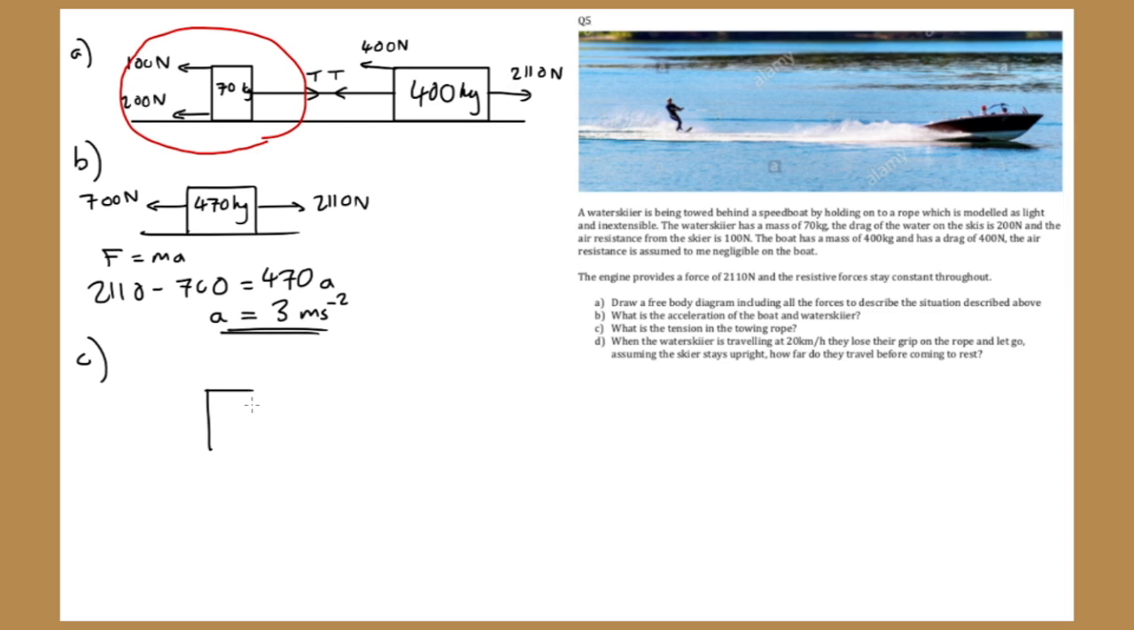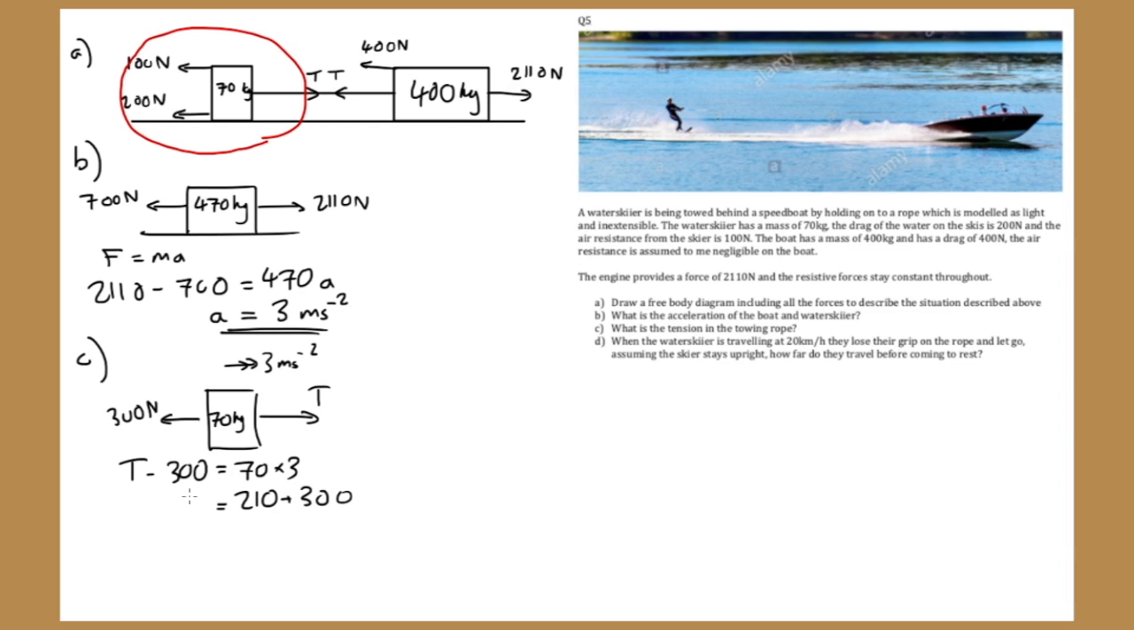So my water skier, 70 kilograms. My tension this way is T. The resistive forces are 300 newtons. The acceleration is 3. So I do T minus 300 equals 70 times 3, which is 210. I add the 300 across, so I get a tension of 510 newtons.